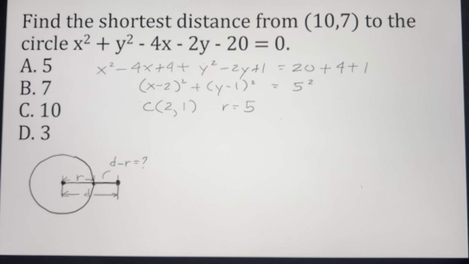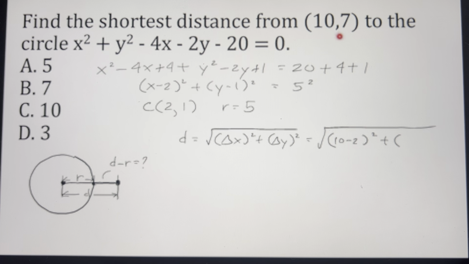We already have our radius. And to find the distance between 2 points, that's the square root of the change in x squared plus the change in y squared. So this will be the square root of (10 minus 2) squared plus (7 minus 1) squared. So the distance is 10 units. So our shortest distance will be d minus r, and that will be 10 minus 5 or 5 units.